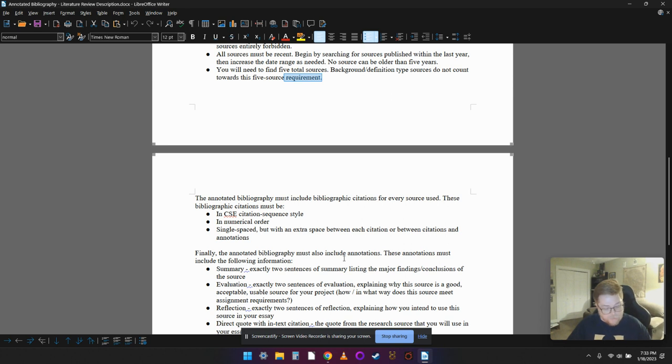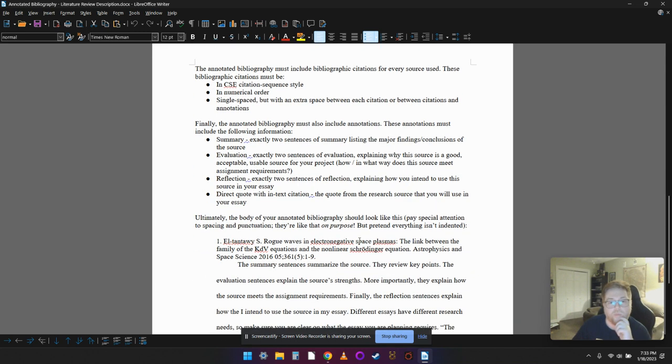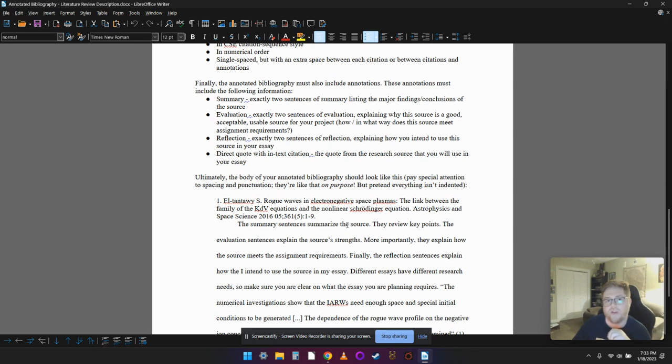So then from there, the annotated bibliography part. Now, there's two different ways to look at this. One, if you had me for 111, just do exactly what you did for 111. It's exactly the same thing. And two, if you haven't, we're going to do two different things put together.